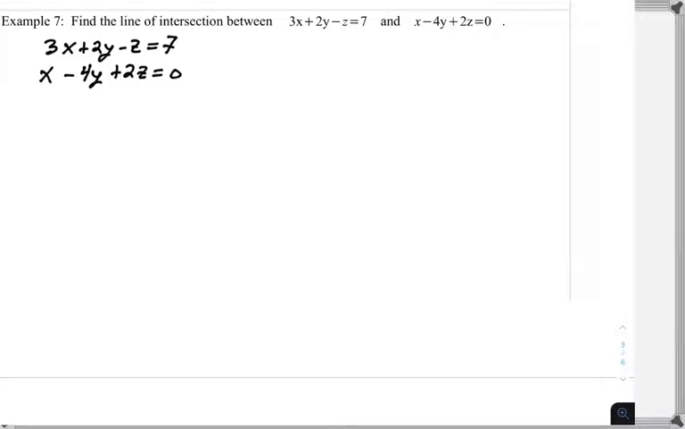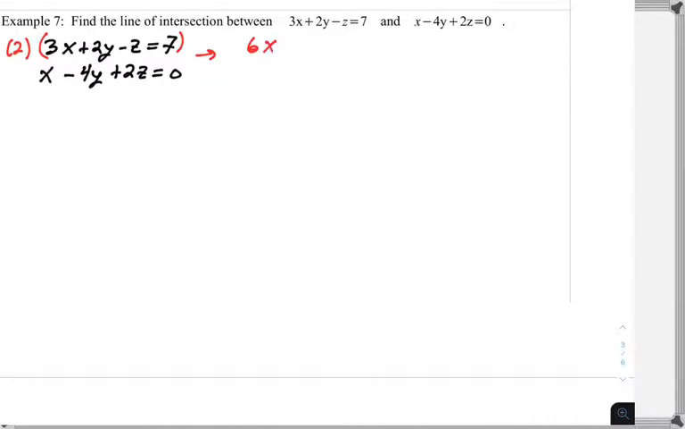Now this one is particularly nice. Notice that if we multiply the top equation by 2, not only will the y's cancel, but also the z's will cancel. So that's particularly nice here. So we're going to multiply the top equation by 2.